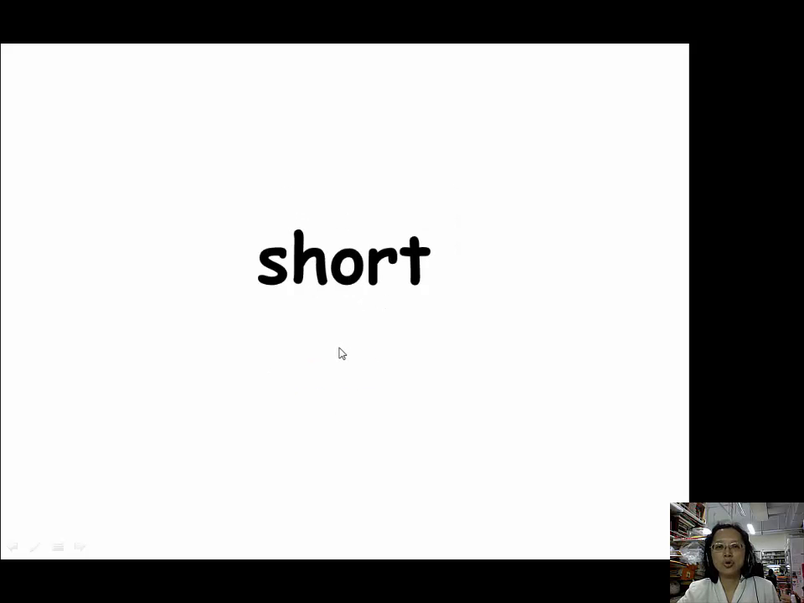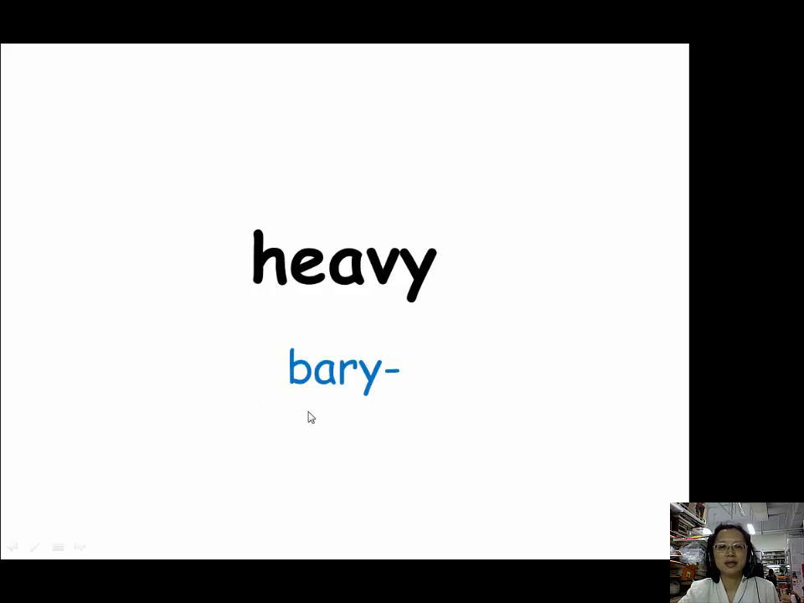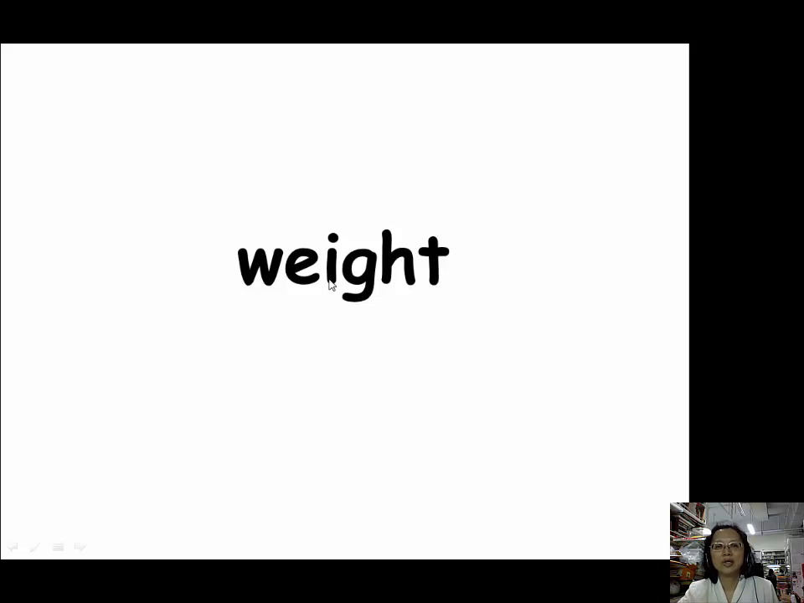And for things that are short, we could use these two prefixes, brachy, B-R-A-C-H-Y, or brevi, B-R-E-V-I. And when we want to describe things that are related to depth, we could use bathy, B-A-T-H-Y. And when we want to describe something that is heavy, we could use this bary, B-A-R-Y. And for things that are related to weight, we could use this prefix, baro, B-A-R-O.